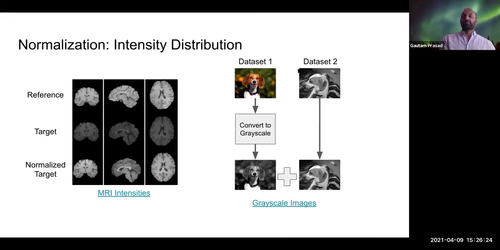Another really simple example is if we have 2 different data sets, one is in color and one is in black and white or in grayscale, we can just convert the color images to grayscale to allow us to train something with a lot more data.